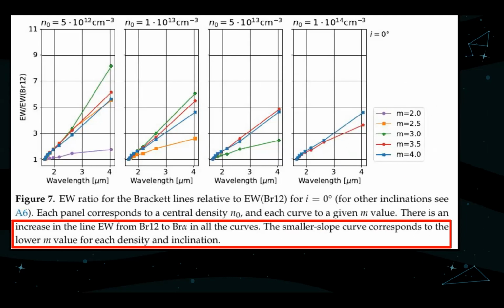As in the first plots that I showed you, we are working on using Brackett 20 as a reference actually, but we don't have Brackett 20 yet. So we are using the last line that we have. We can see here also that the equivalent width is increasing between Brackett 12 and Brackett alpha, and the slope of this increase depends on the m value.